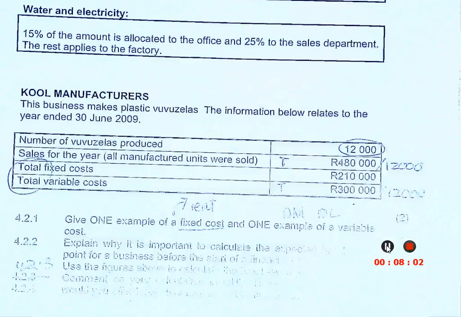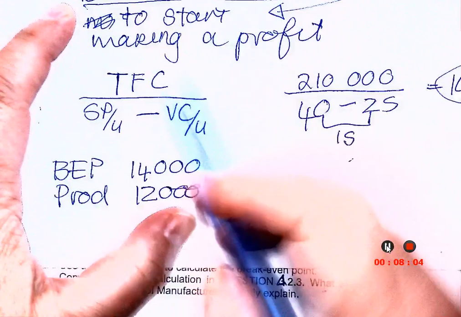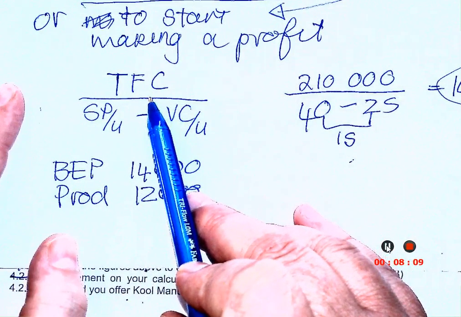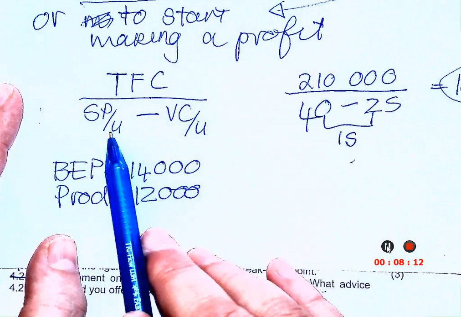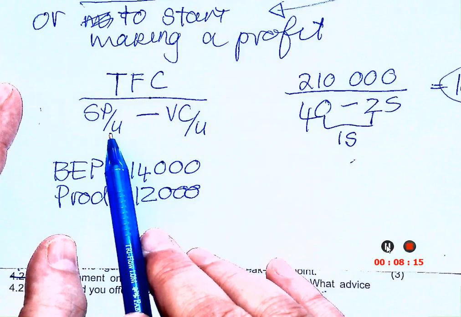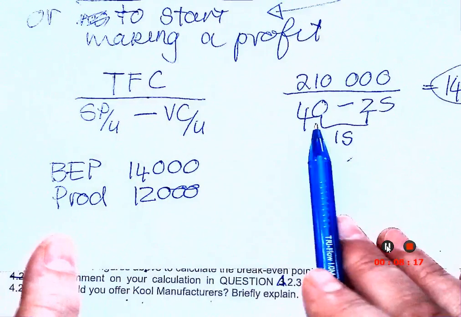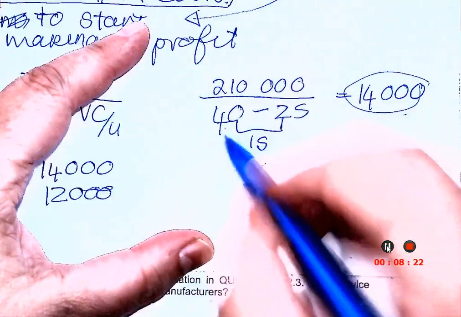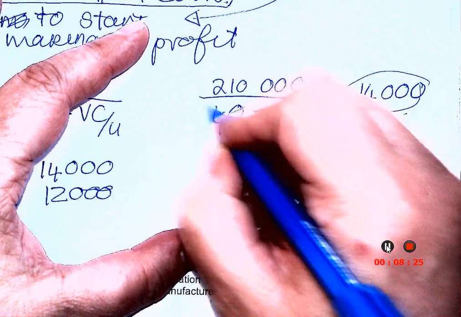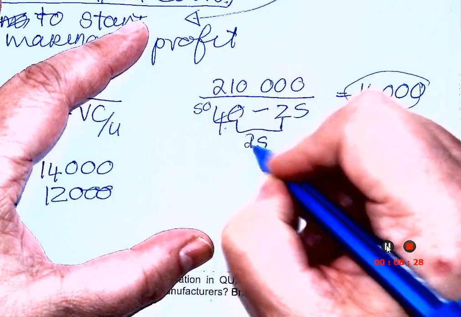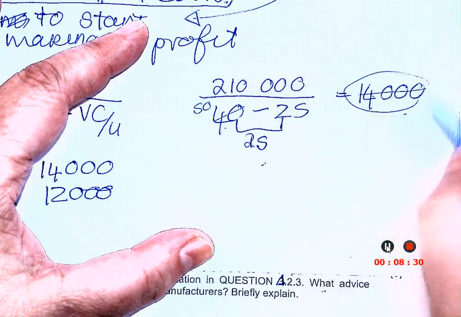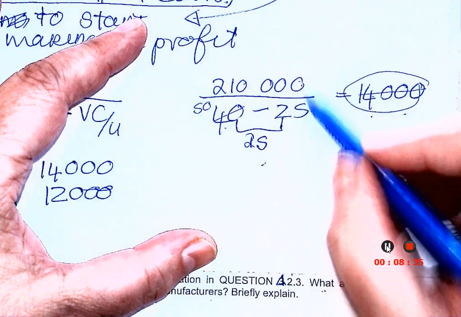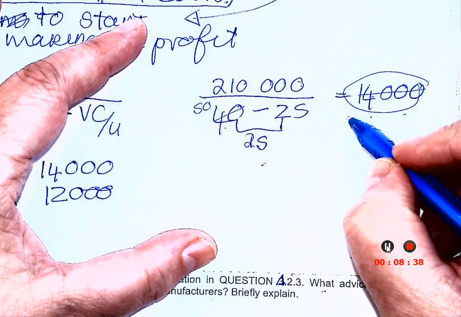Now, if I look at the formula, the first thing I can do is I can make my total fixed cost less. Okay? But what's easier? What's an easier comment? I can make my selling price a little bit more. Because look at this, I just want you to see, if I were to make the selling price 50 Rand, let's say that was 50 Rand. Now my contribution is 25. What would that 14,000 become? If I say 210 divided by 25, what would that give me?